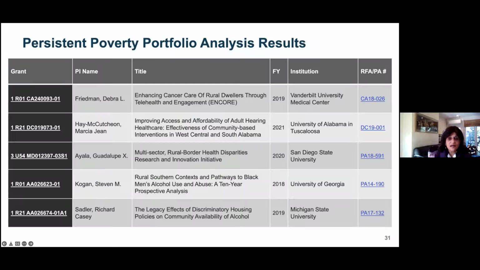So actually, we did an analysis of the entire portfolio, and believe it or not, it was really sad. We found across NIH, there were only 5 grants in persistent poverty, and Ayala's grant is actually a supplement. There are 2 R21 and 2 R01. So, you know, we really have nothing going on in these areas which looks at the issues people are facing here. This is something you can even look up in the RePORTER. You can look up these grants in the RePORTER.